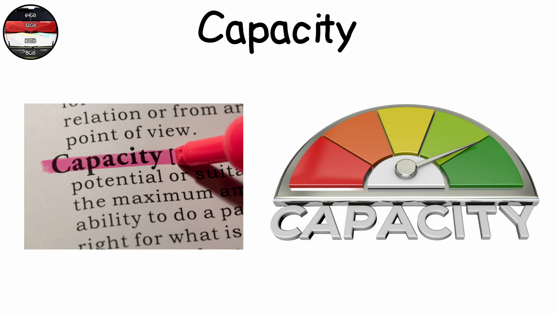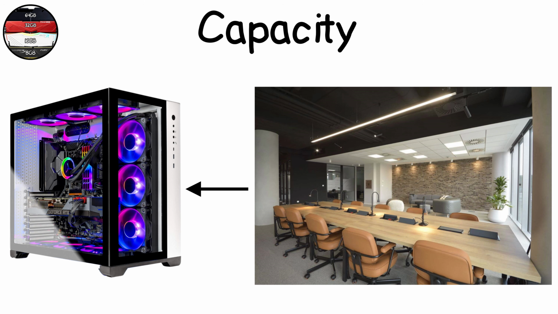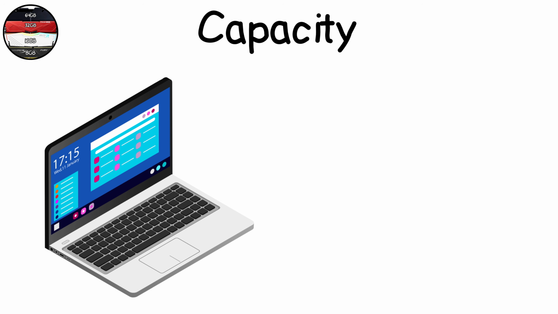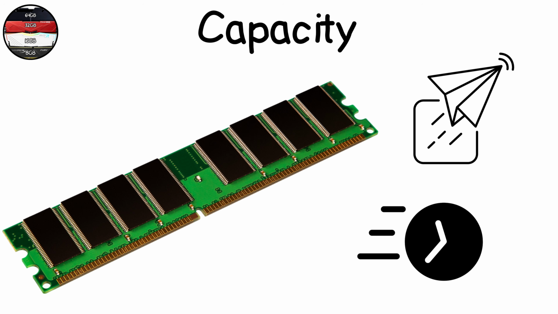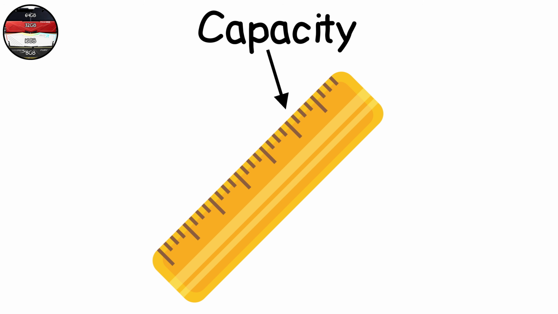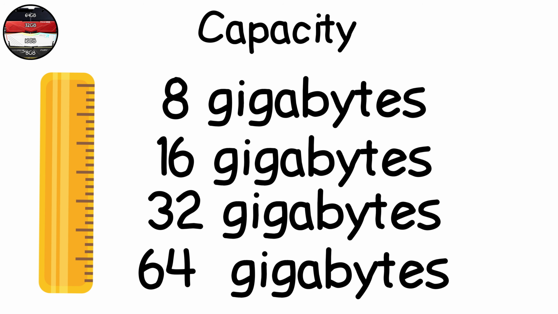Capacity. Capacity is how much data your RAM can hold at one time. Think of it as working space for your computer. When you open a program, the computer copies the files it needs from your storage drive into RAM because RAM is much faster to access. Common sizes are 8 GB, 16 GB, 32 GB, and 64 GB.